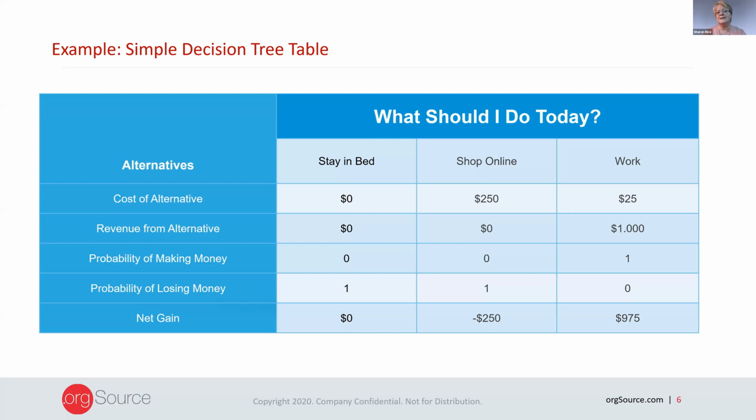It really costs me nothing to stay in bed. If I stay in bed, I'm not spending any money. We could talk about overhead costs, like what my mortgage costs, but I'm going to simplify that and say it's not going to cost me anything to stay in bed. If I shop online, let's say that I would spend generally about $250. So that's a cost of that activity. I have to spend money to be able to shop online.